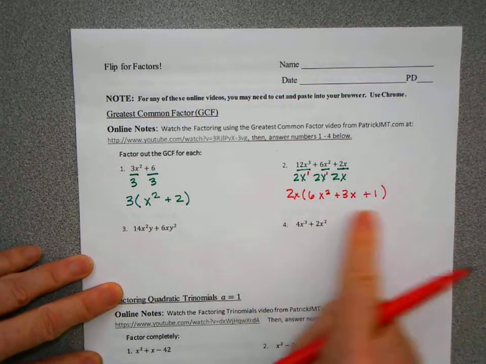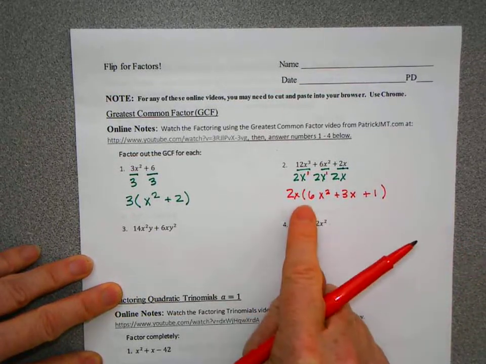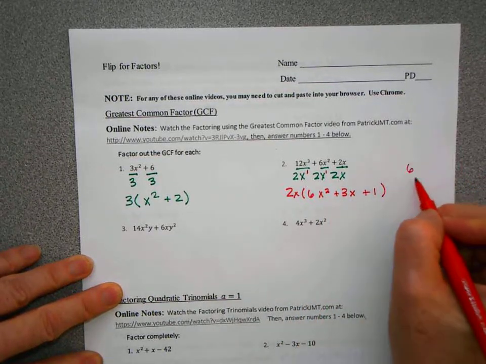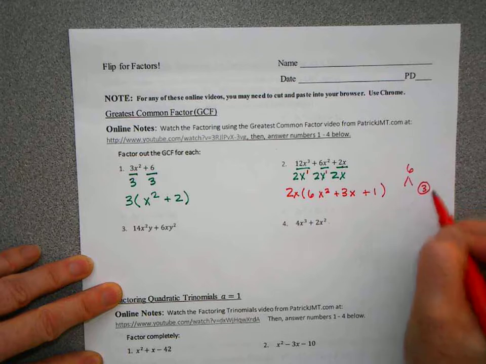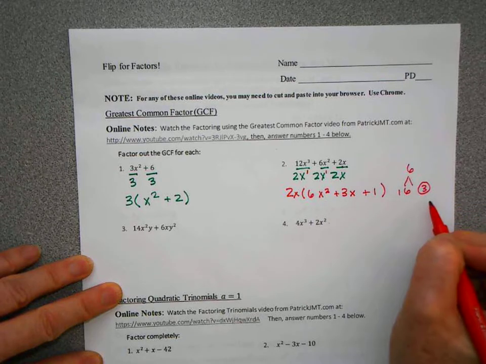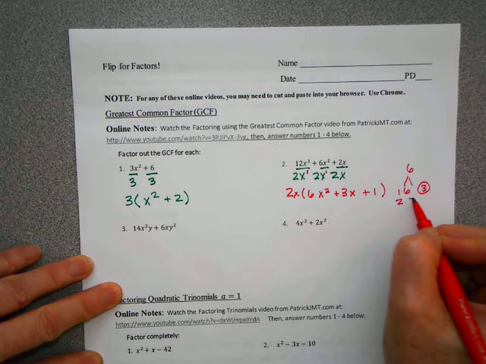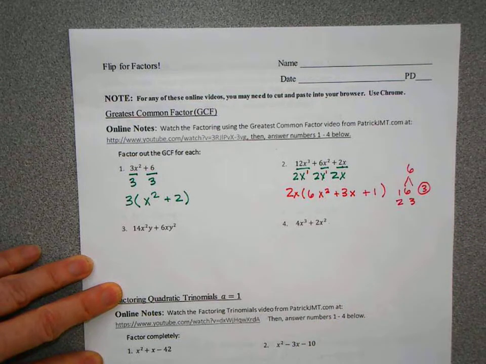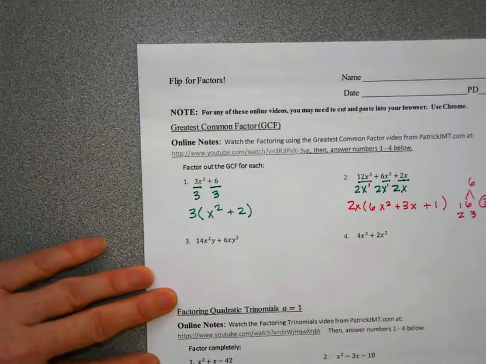Now I have this, and I have to double check: can I further divide this trinomial? Well, what multiplies to 6 but adds to 3? 1 and 6 multiply to 6 but don't add to 3. 2 and 3 multiply to 6 but don't add to 3. So it's fully factored right now. All right, you go ahead and try.